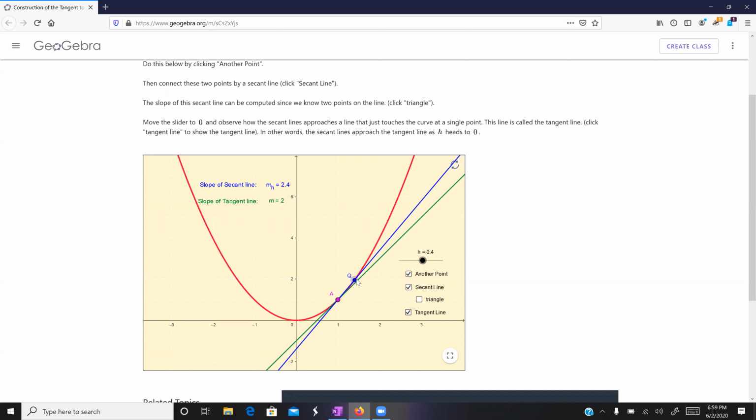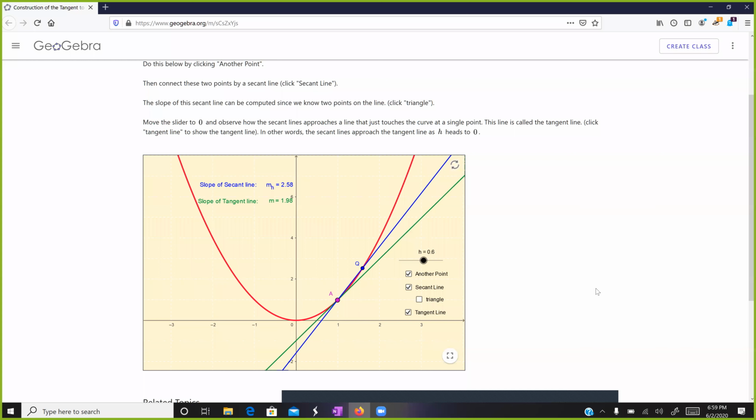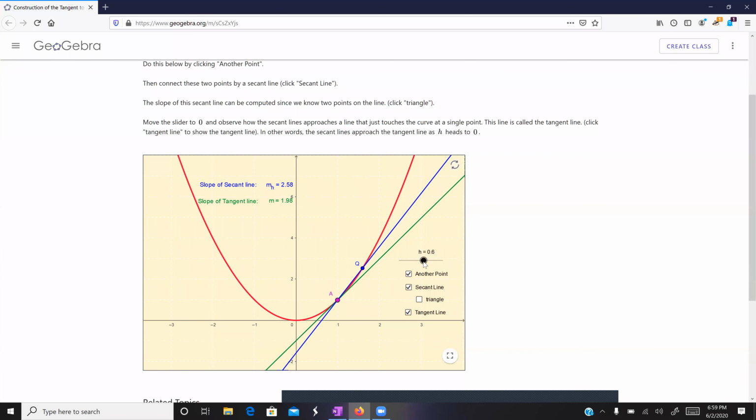So let me move Q a little bit, see if I can move it a little further away. I can move Q by changing the distance. Maybe it will help to show this box or triangle. Now H is 0.6. This is the difference in the X value. So the point Q is 0.6 away from point A, and their Y coordinates have a difference of 1.55.